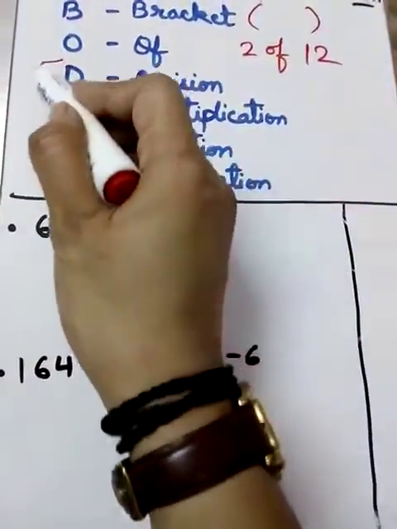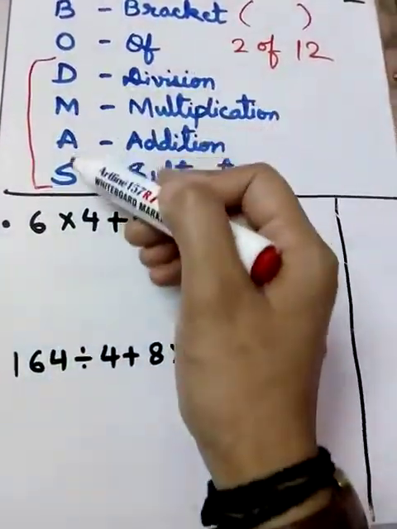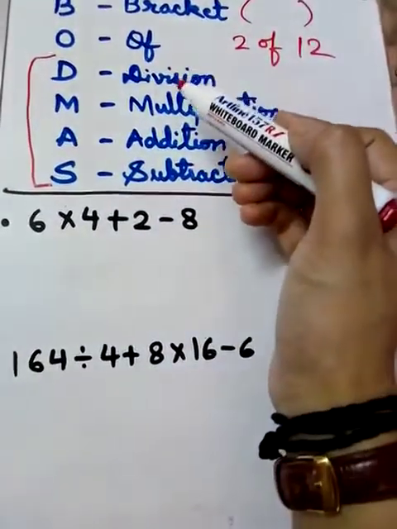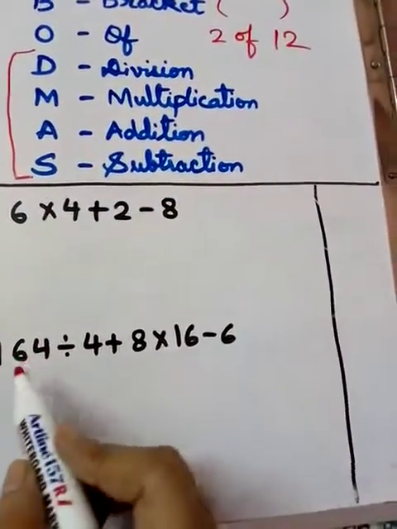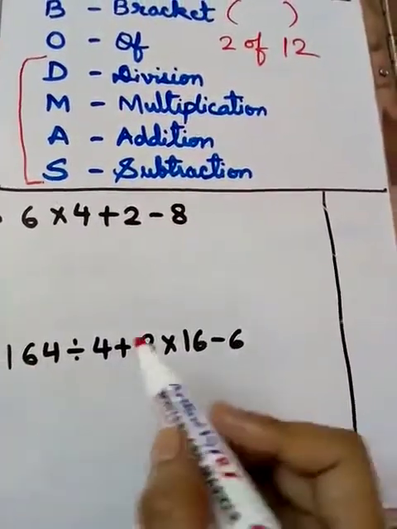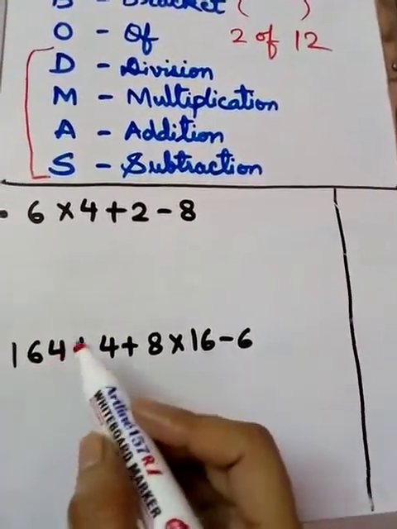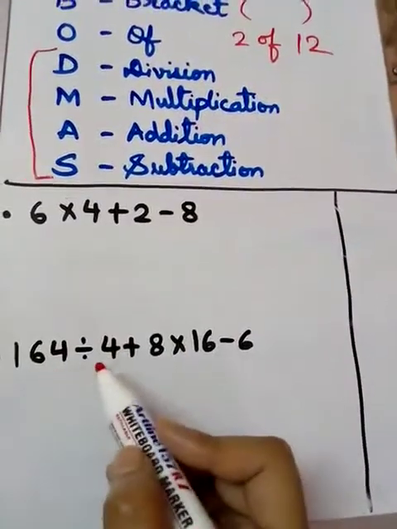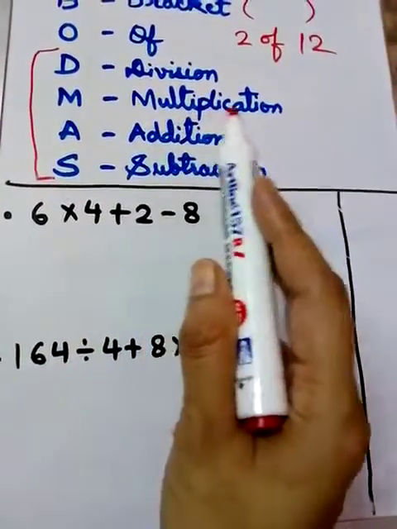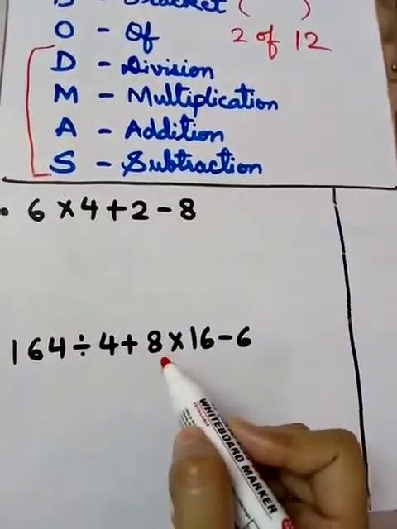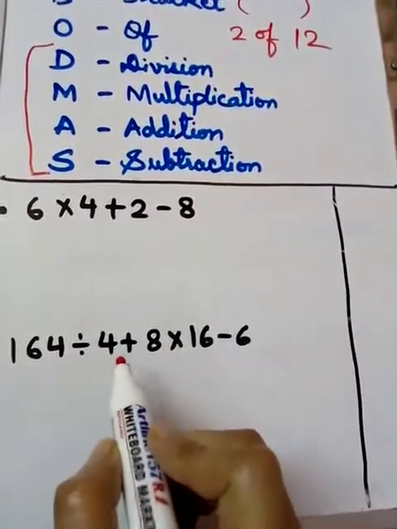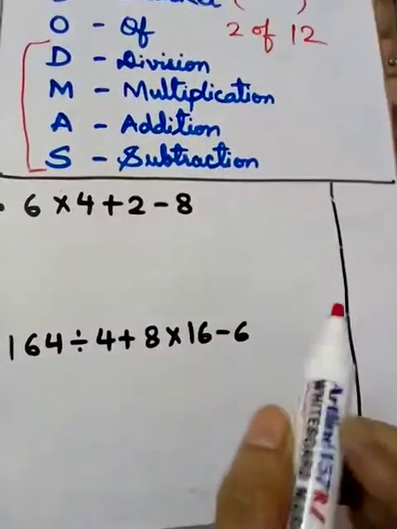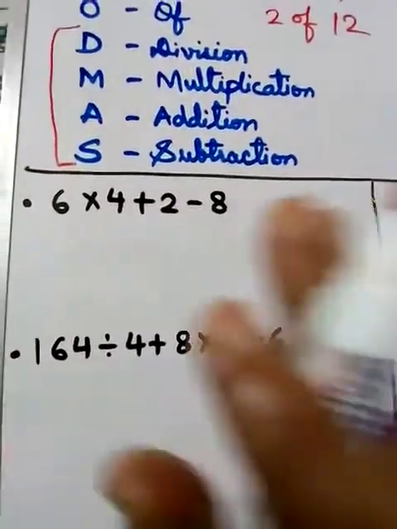In class 5 you are going to apply DMAS. First, check whether division is there. For example, in this question division is there, so it is our rule to do division first. Then we have to check multiplication. We will go for multiplication. Then if any addition, go for addition, and at the end go for subtraction. This is how we will move step by step.